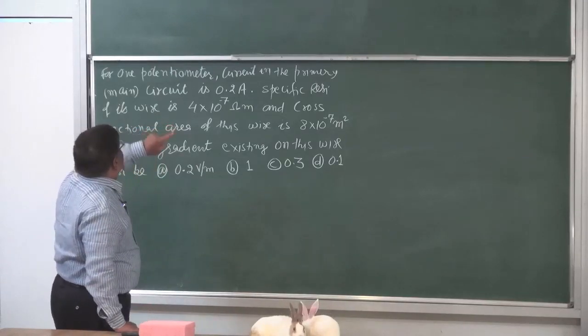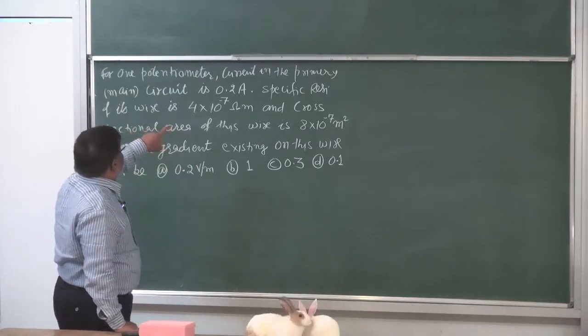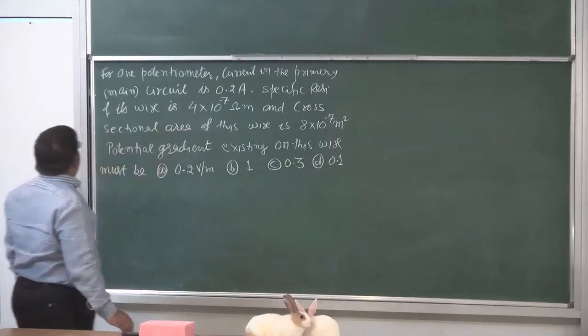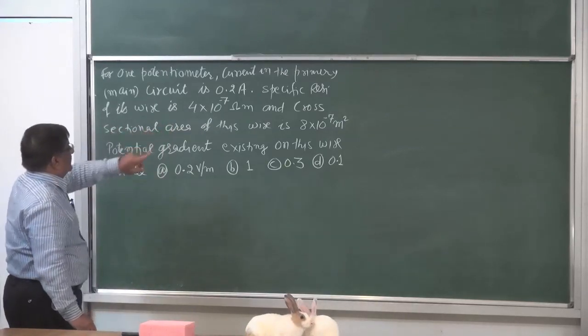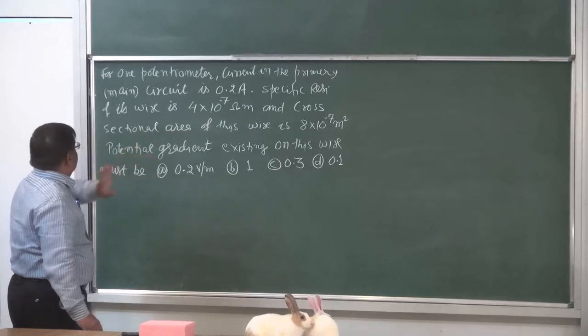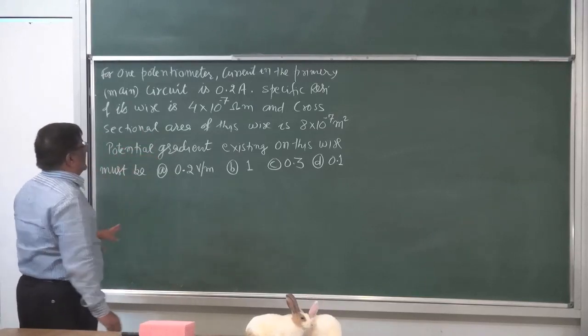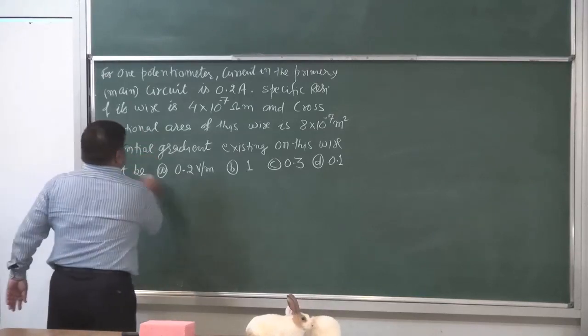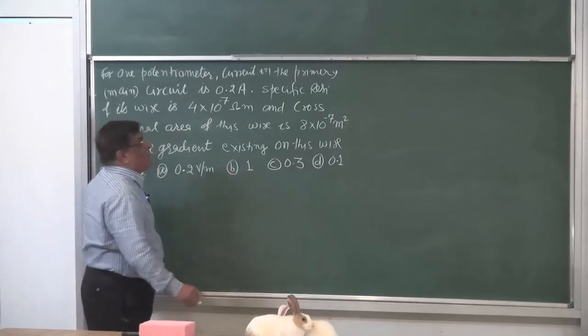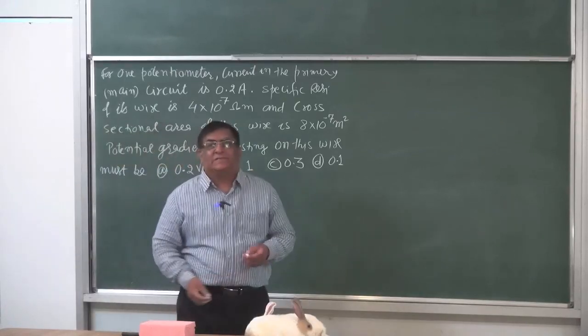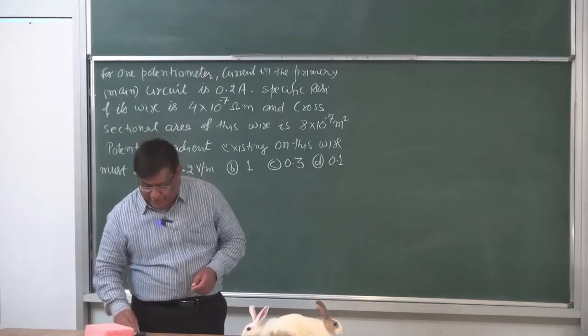Voltmeter, current in the primary circuit is 0.2 ampere. Specific resistance of wire is so much. Cross section area is so much. Potential gradient across the wire must be this, this, this. What we have to find out is potential gradient.